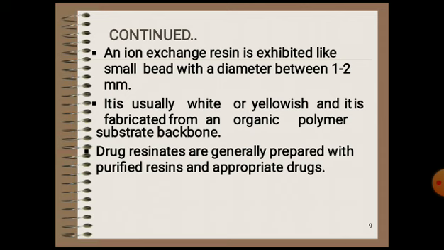So it is available in a diameter between 1 to 2 millimeter, and we can say that it is almost spherical in shape. Beads are always in a spherical shape. The color is almost white to yellow, white or yellowish. It has a backbone, which is a polymer substrate. Normally we use divinyl benzene polymer or styrene divinyl benzene polymer. On that backbone, some acidic or basic ion exchange groups will be there. On that whole system we are complexing the drug molecule.